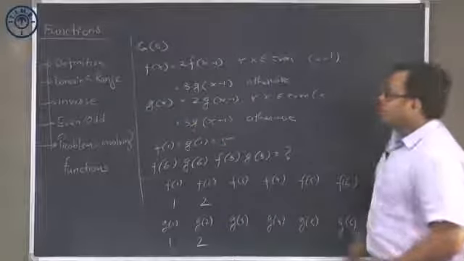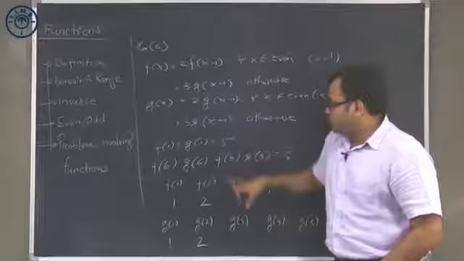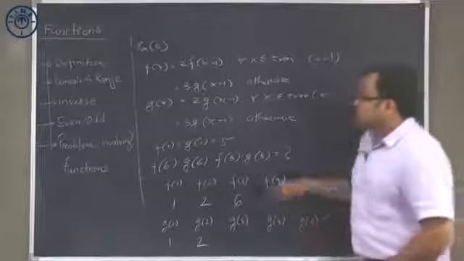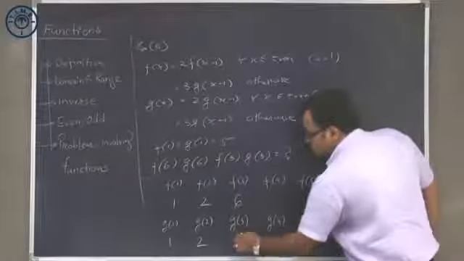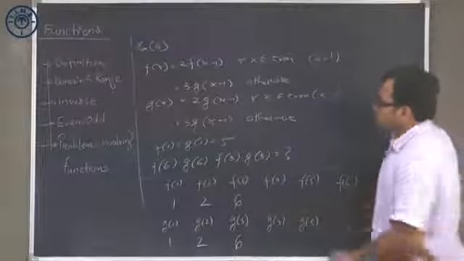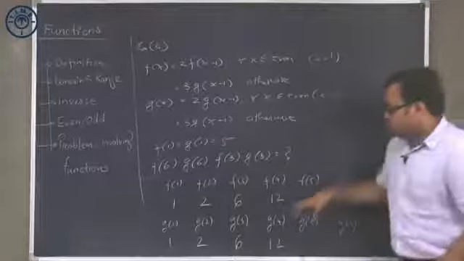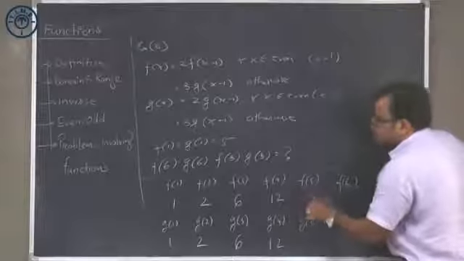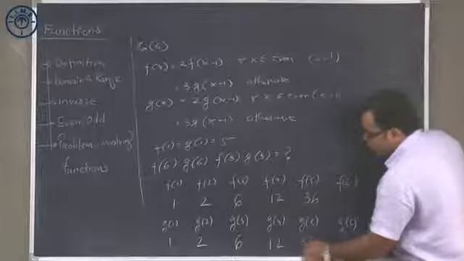f of 3, when it is odd, is equal to thrice g of x minus 1, so f of 3 will be equal to thrice of g of 2, so this becomes 2 times 3, which is 6. Similarly, g of x is thrice g of x minus 1, that means that this will also be equal to 6. f of 4 is twice f of x minus 1, so this becomes 6 times 2, which is 12. Similarly, this will be equal to 12. This is equal to thrice g of x minus 1, so this becomes 12 times 3, which is 36, and this is also equal to thrice g of x minus 1, so this also becomes equal to 36.